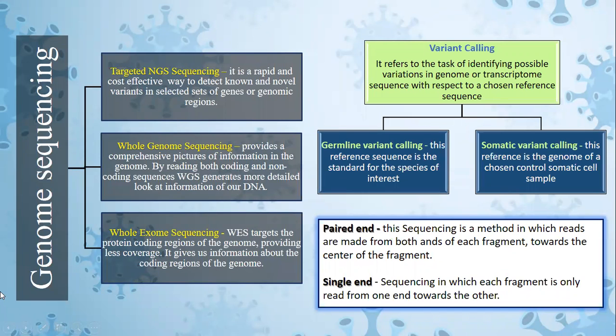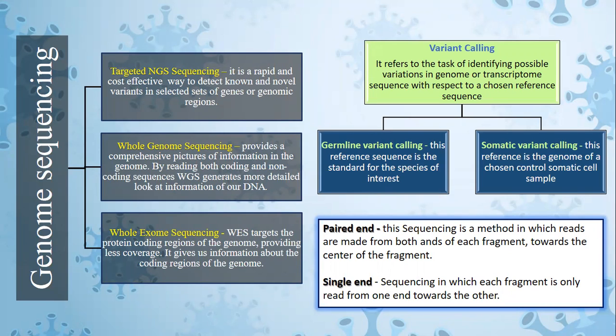Genome sequencing. There are mainly 3 genome sequencing types which I have learned. The first one is targeted NGS sequencing. It is a rapid and cost-effective way to detect known and novel variants in selected sets of genes or genomic regions. Whole genome sequencing provides a comprehensive picture of information in the genome by reading both coding and non-coding sequences. In short, it reads the whole genome from start to end, involving the non-coding regions and the coding regions. WGS generates a more detailed look at the information of our DNA.